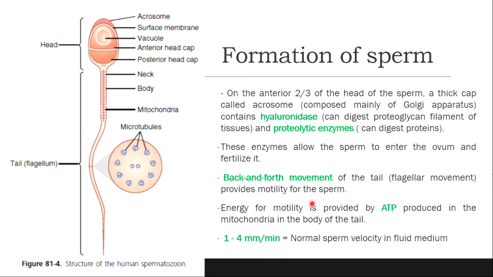So, back and forth movement of the tail or the flagellar movement na tinatawag natin, it provides motility for the sperm. Okay? So, the energy for motility is provided by the ATP produced in the mitochondria in the body of the tail. Yun yung sinasabi ko. So, yung ATP na produce ng mitochondria dito sa body of the tail, that will serve as the energy for the sperm. Okay? So, take note, nice to know lang din, yung normal sperm velocity natin in a fluid medium is 1 to 4 mm per minute. So, ang isang sperm, nag-swim siya approximately 1 to 4 mm per minute. Yan yung speed niya. Okay?